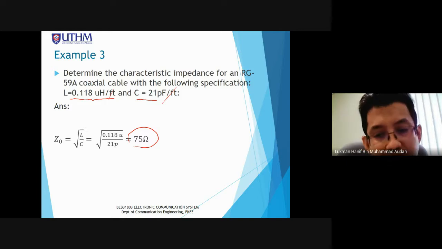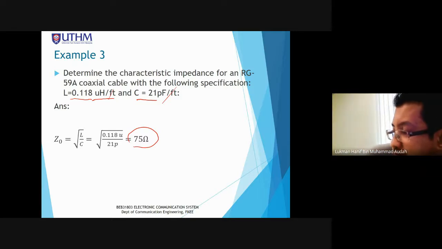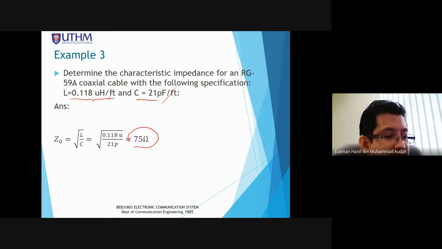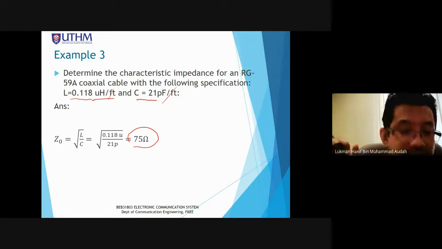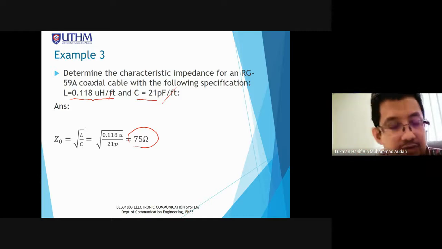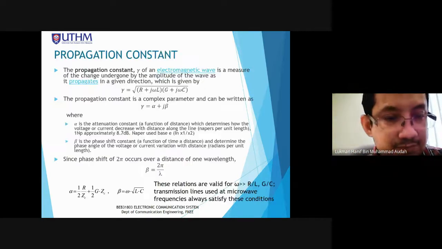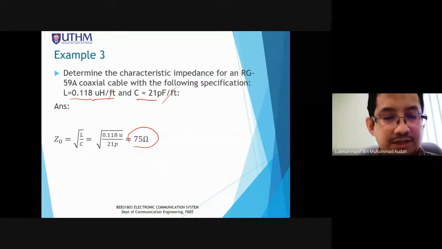So kalau ada soalan terus tanya, otherwise saya akan teruskan. Ini straightforward. Example ini straightforward. Sila guna kalkulator. Siapa yang saya mencadangkan kamu buka kalkulator dan cuba kira. Adakah example ini kira dengan betul atau tidak? Okay. So kalau tak ada soalan, saya akan teruskan.